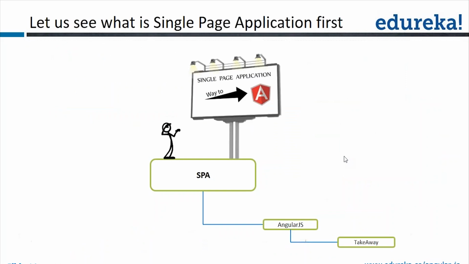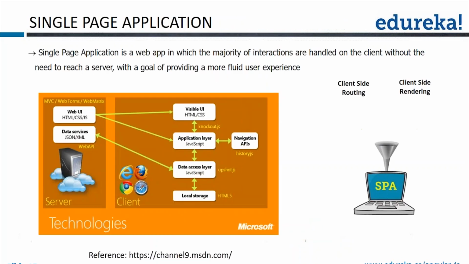Next one is, let's see what is the single page application. Whenever we start up any of the new frameworks, they say that it is a single page application. What does it mean by single page application? It means we'll be having the routing and rendering on the client side. That is mainly why we call it a single page application. What does it mean by routing and rendering?